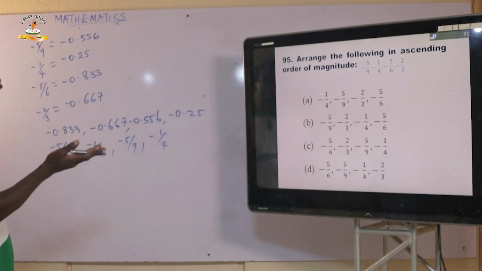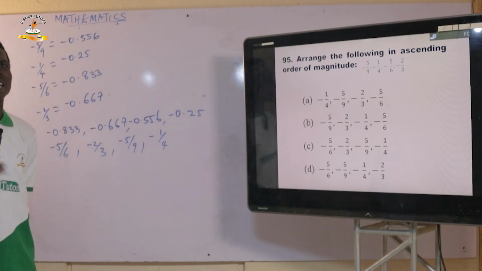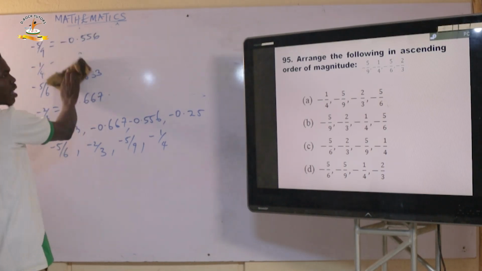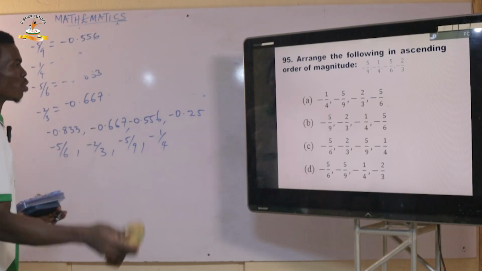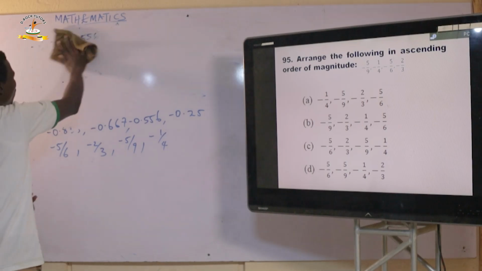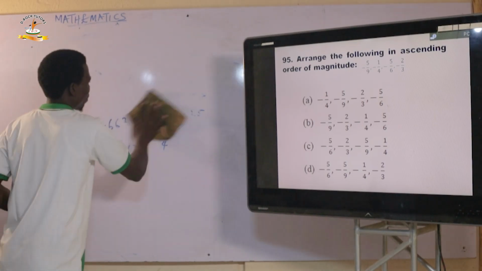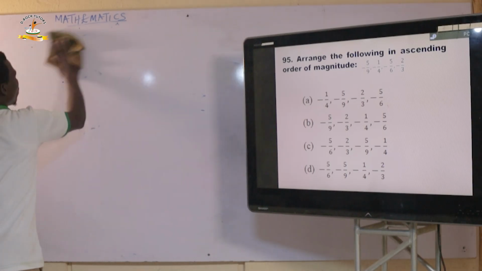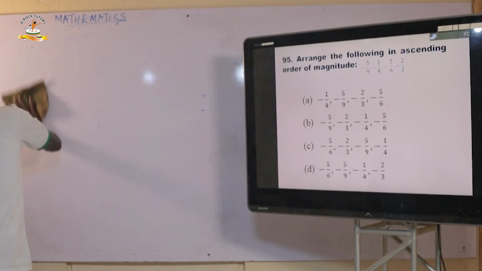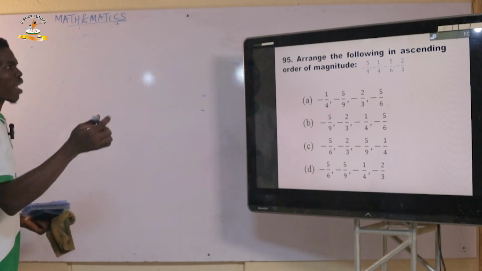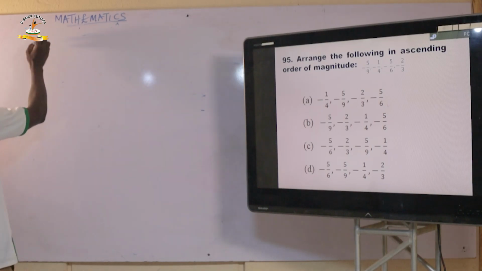The second way involves you taking out all the denominators and finding the LCM. Let's quickly do that, and let's see how it works. We ask ourselves, what will be the LCM of 9, 4, 6, and 3? I believe that's going to be 54. Yeah, that's 54. So I bring them out individually, minus 5 over 9.